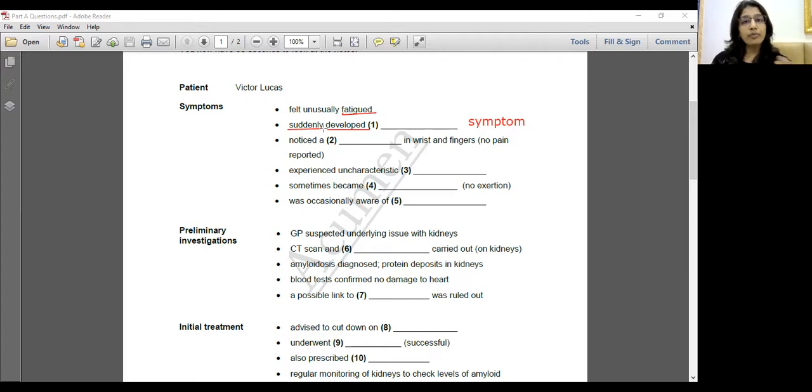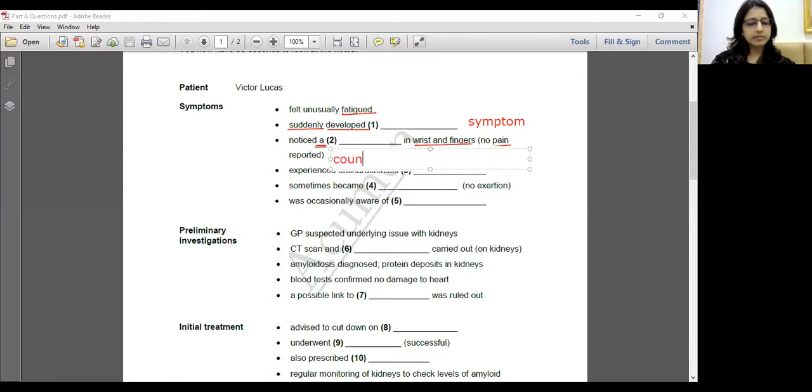I woke up with, okay, then that was unexpected. So you may not hear the exact word sudden, but you may hear something similar to that. Then the second blank says blank in wrist and fingers. So wrist and fingers is my keyword, and it's already given no pain. So this is a hint for me that the answer for the second one would not be pain. Okay, and it says a, which means it has to be a countable noun here.